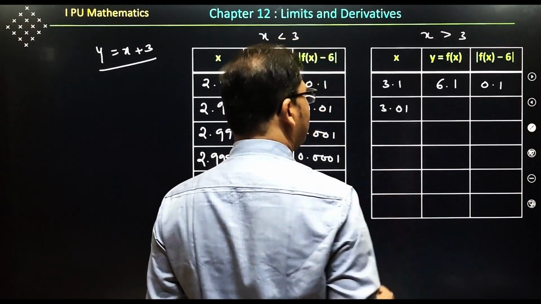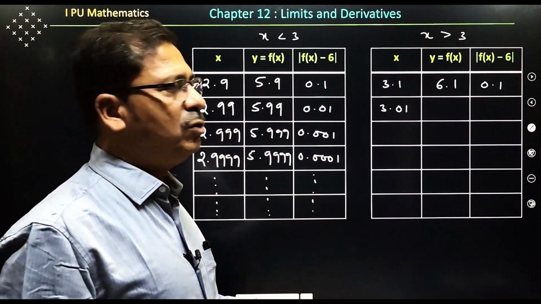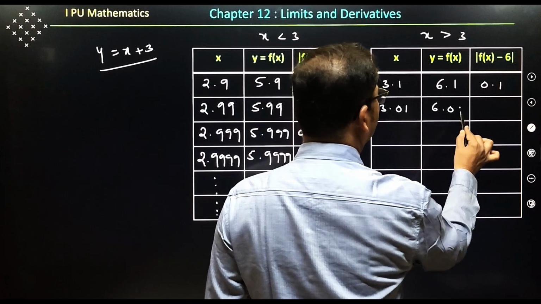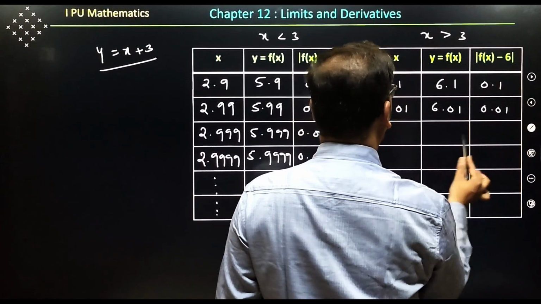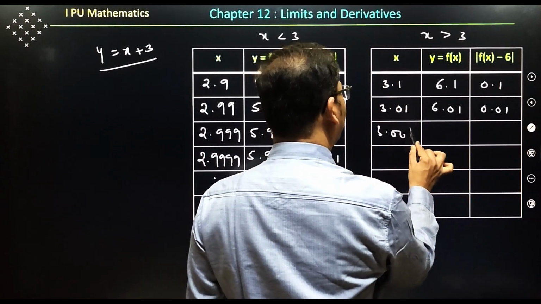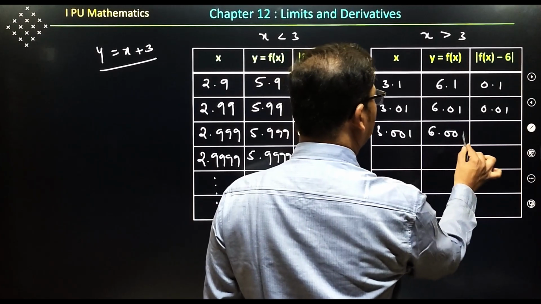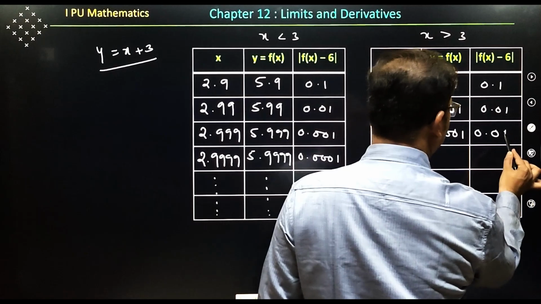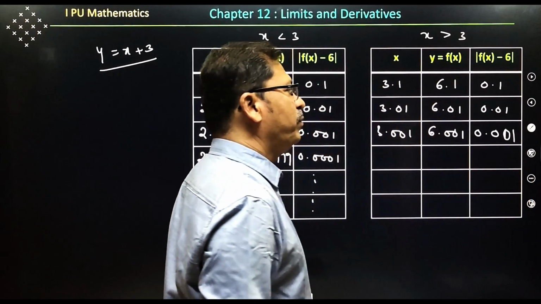3.01, I would like to take still nearer, still closer. If I take 3.01, then it becomes 6.01. So the difference is 0.01. If you take 3.001, it becomes 6.001, where the difference is 0.001.